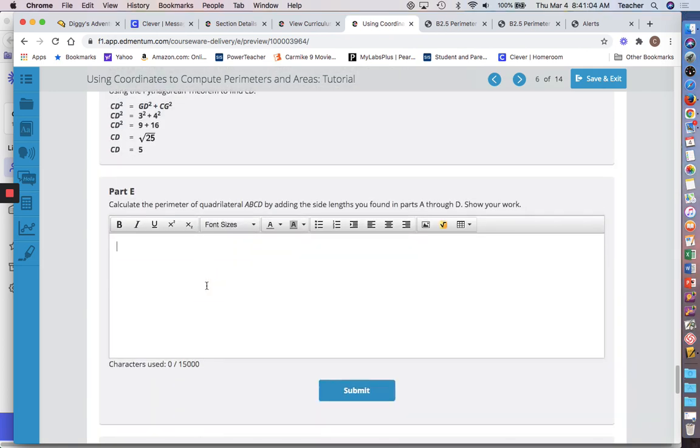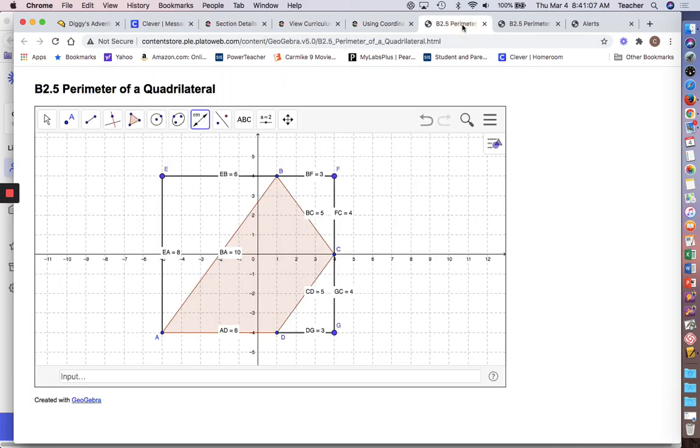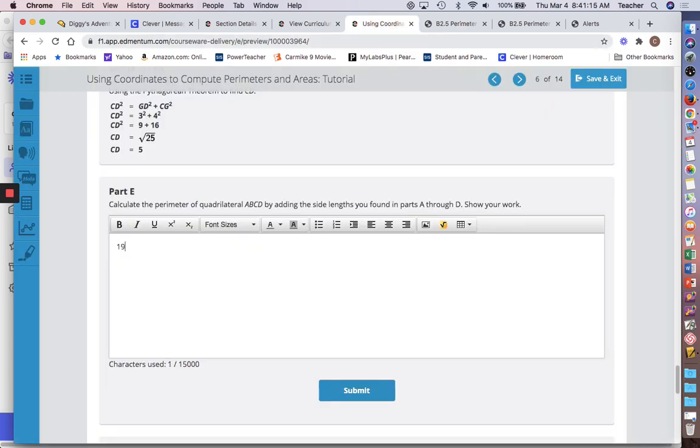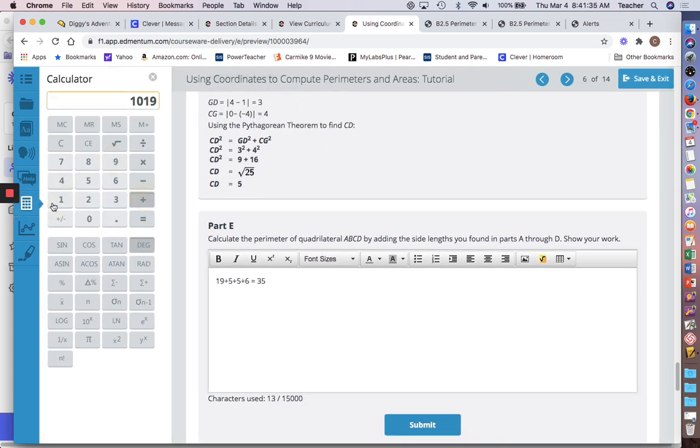All right, calculate the perimeter by adding all the side lengths. All right, so my last side is 6, so I've got 10 plus 5 plus 5 plus 6. The 5 and 5 is 10. 19 plus 10 is 29. Plus 6 would be, what's that, 35?